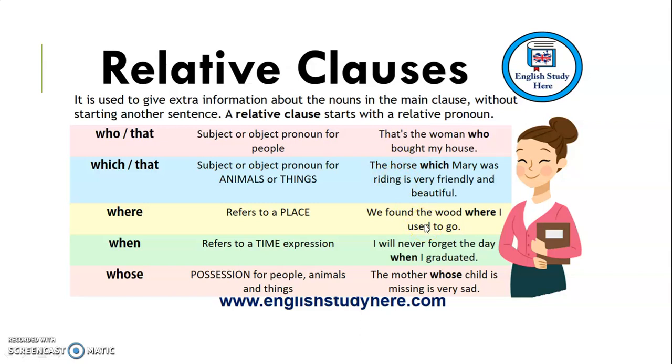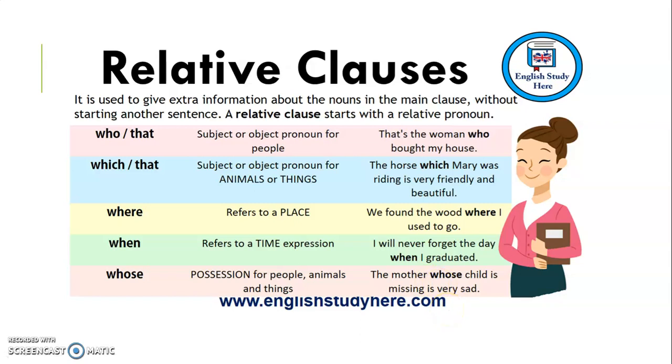In the following one, we have, we found the wood where I used to go. This word is used for a place. And in the following one, when you say I will never forget the day when I graduated, you are using when for a time expression, which in this case is the day. And finally, when you use whose, it means that you are following the idea of a possession, or something that belongs to somebody. For example, the mother whose child is missing is very sad. Here the possession is about the mother, so the mother is in possession of the child.